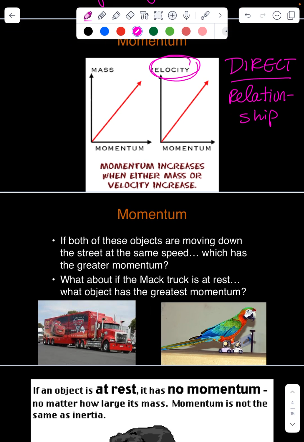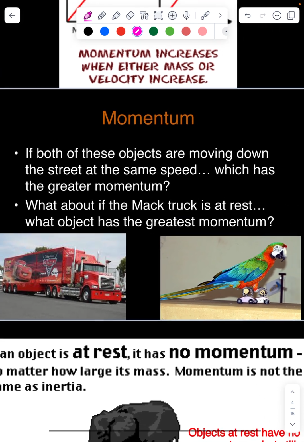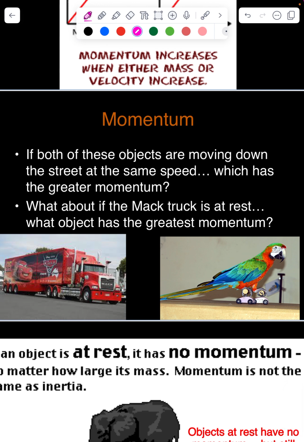All right, now look at these two things. So we have a Mack truck and a McCall on roller skates. All right, so if they're both moving, that means that both of them have momentum. That's great. All right, well, what if both of them are traveling down the street at the same speed?